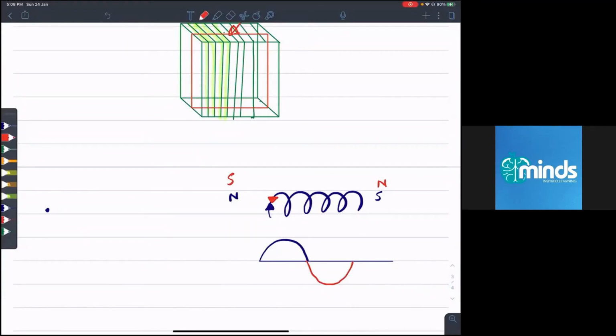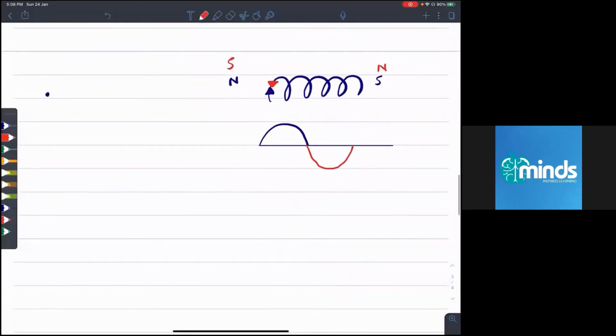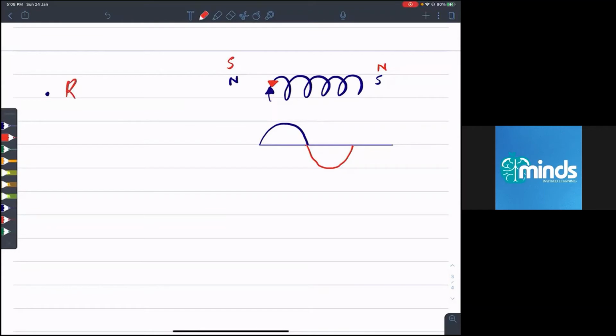Every magnetic material has a property which is known as retentivity. What is retentivity? How long the material can maintain magnetic field. Because this is an electromagnet, right? When current is passing through it, it will be a magnet. When current is not passing through it, it won't be a magnet. When current changes the direction, it should change the polarity.